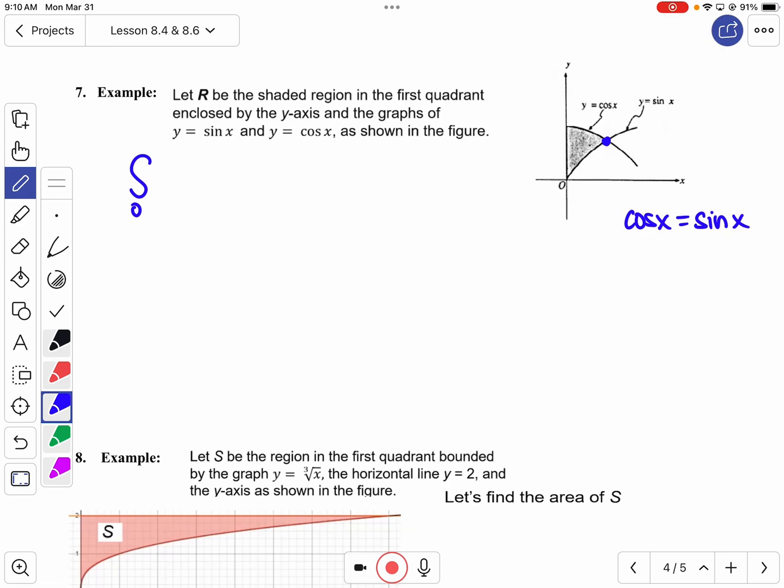All right, so let's take a look. Okay, we can see that our first intersection, or the boundary, starts at 0 on our picture. But we've got to find the other intersection. This is a non-calculator question, so we've got to think: where is the cosine equal to the sine? In other words, where is the x-coordinate equal to the y-coordinate?